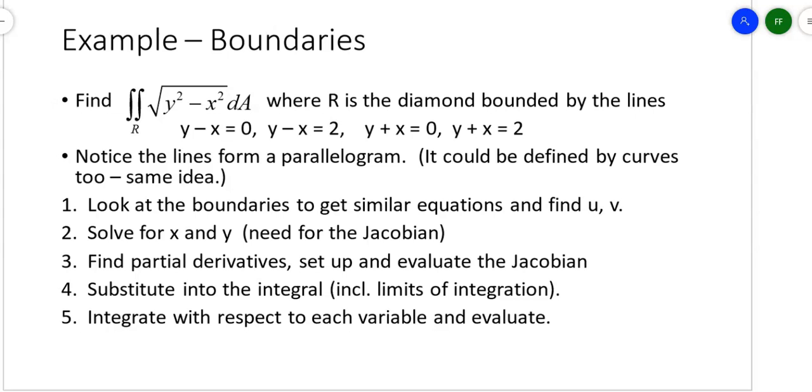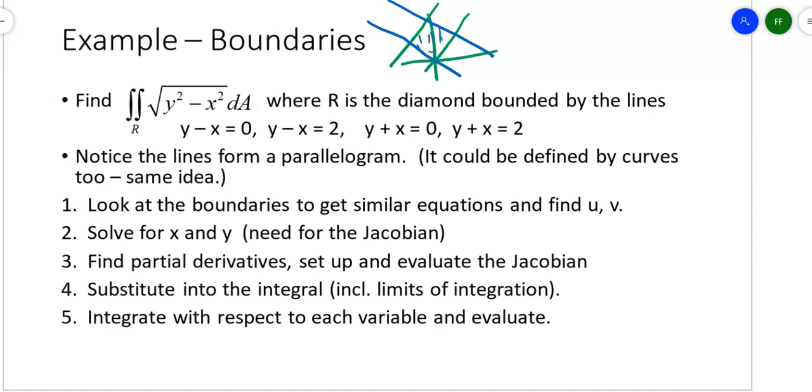This region, when I graph it, y minus x is just y equals x. That's this line over here. The second one is going to be y equals x plus 2, which is that line over there. The second two will basically be y equals negative x. Y equals negative x comes down like this. And this will be y equals negative x plus 2, which comes down like that. So it's this diamond region in the middle that we're trying to integrate over.